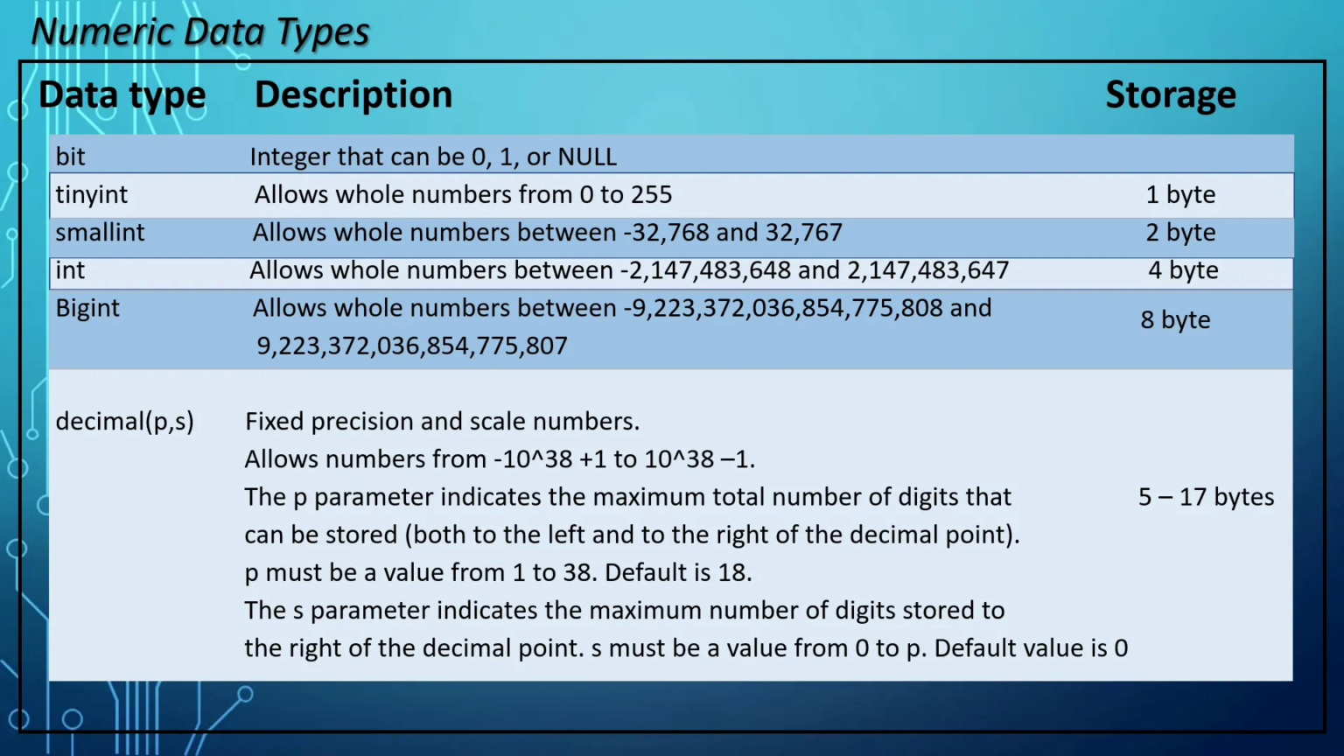P must be a value from 1 to 38. Default is 18. The S parameter indicates the maximum number of digits stored to the right of the decimal point. And therefore, S must be a value from 0 to P. By default, the value is 0, and it has a storage from 5 to 17 bytes.